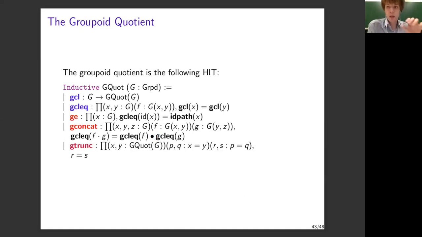So what this groupoid quotient really does, it takes a groupoid, it builds a 1 type whose points are just objects in G. The pods in that 1 type are just morphisms in G, and they have the same structure as groupoids. So the identity pod corresponds to the identity morphism, and the same for concatenation. Lastly, we have a constructor G-trunc, which says that it is a 1 type.